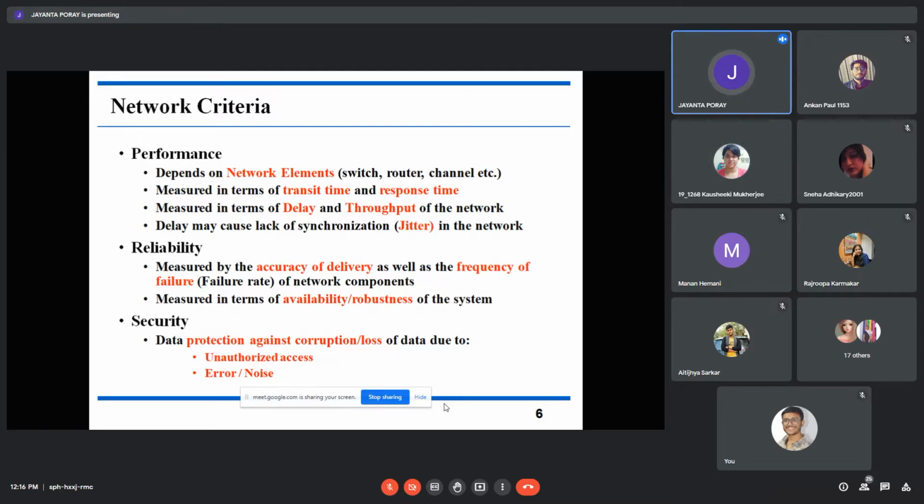Okay, I think all of you know what delay is and what throughput is. So can anyone tell me what is the difference between the throughput and bandwidth of the network? Can you repeat again? What is the difference between throughput and bandwidth? Throughput and bandwidth.